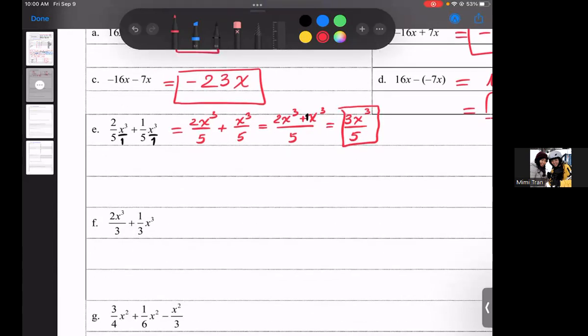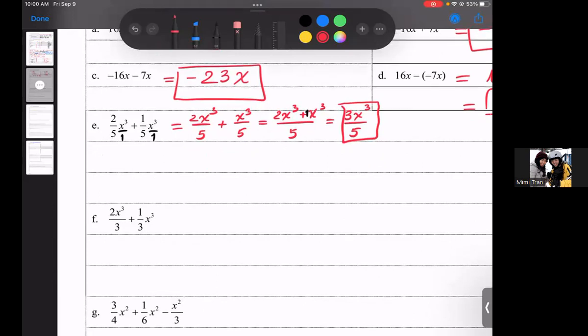What about F? Are they the same denominator as well? Yeah, so same thing. If you confuse yourself, if it's just the number all by itself or just a letter all by itself, I suggest you put a 1 over it. Yes.